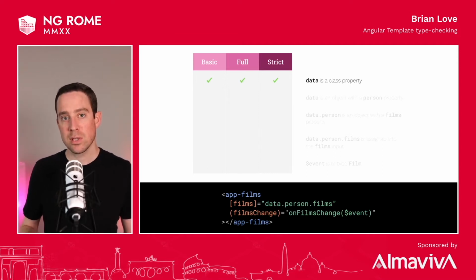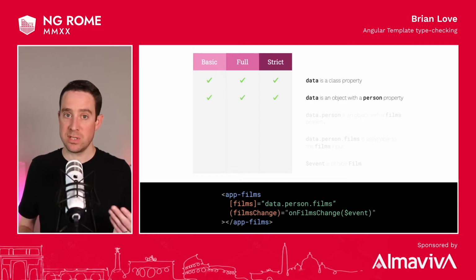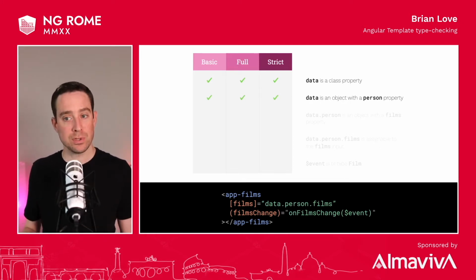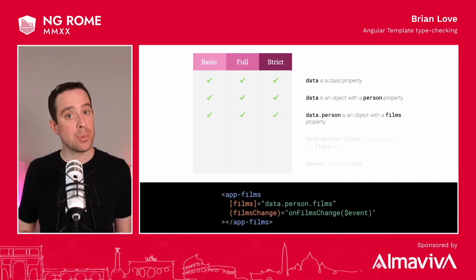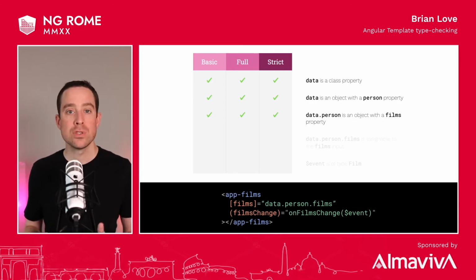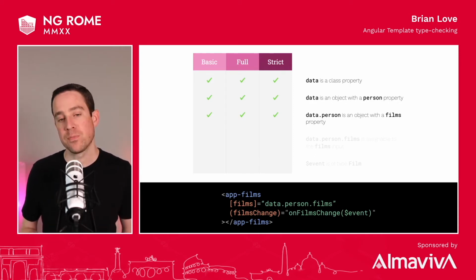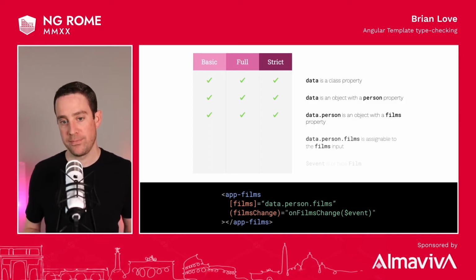First, Angular's compiler for type checking is going to take a look and see, okay, well, is data a class property? Next, it's going to say, okay, now is data an object with a person property? Further, it's going to say, is data.person an object, and does that have a films property? So far, all three modes are going to be doing type checking for us. But this is where it starts to get interesting.